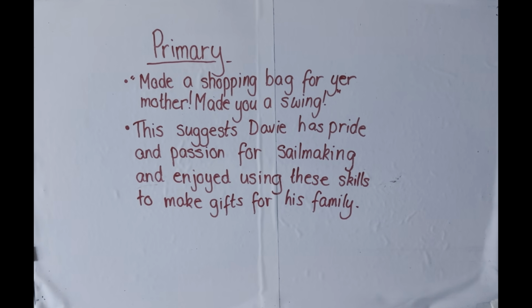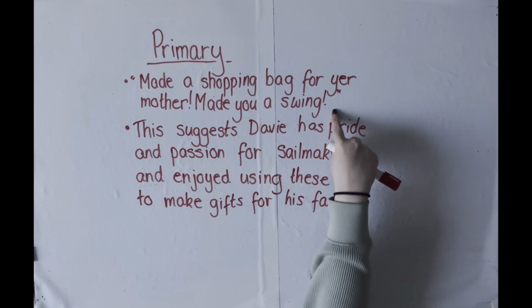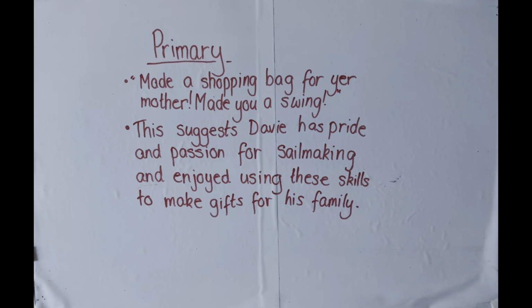So in this case, I've got a quote. Remember, you don't need a quote so long as you've got an example, but I thought a quote was easy enough because it's written down in front of me. So the quote I went with was, "made a shopping bag for your mother, made you a swing." And this suggests that Davy has pride and passion for his skills as a sailmaker and liked using those skills to make gifts for his family. That's enough for 2 marks.